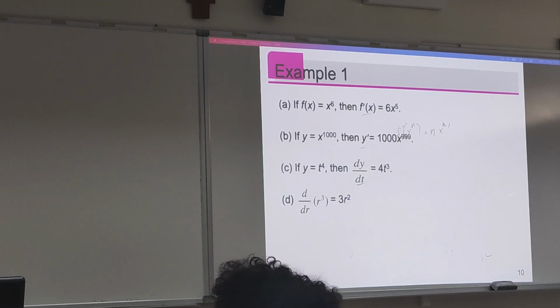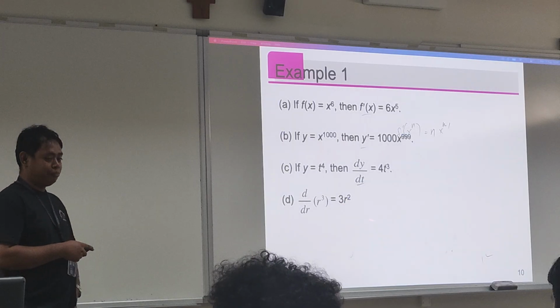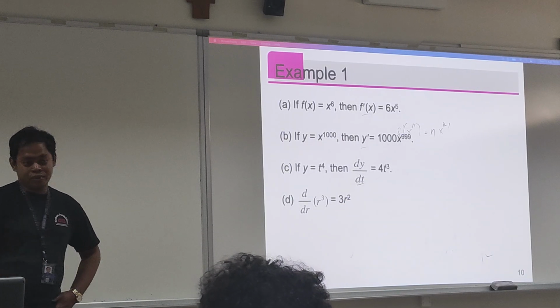How about this one? Take the derivative of r cubed with respect to r. So this is just 3r squared using the power rule.